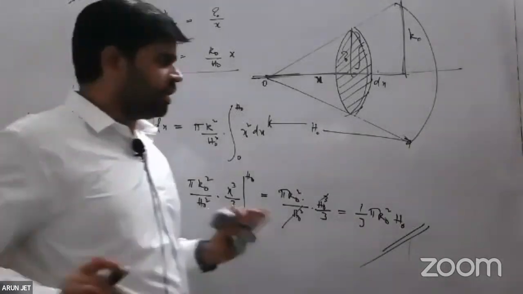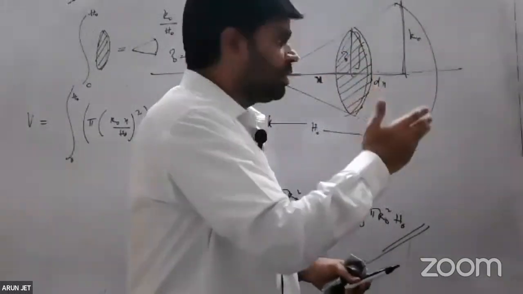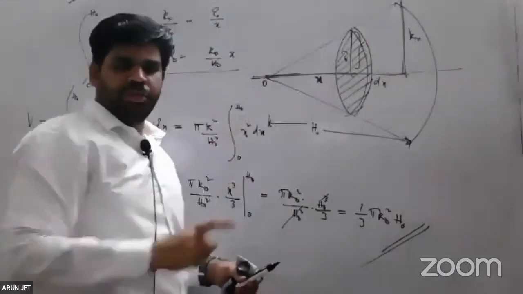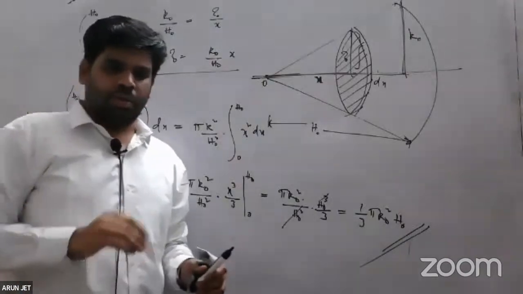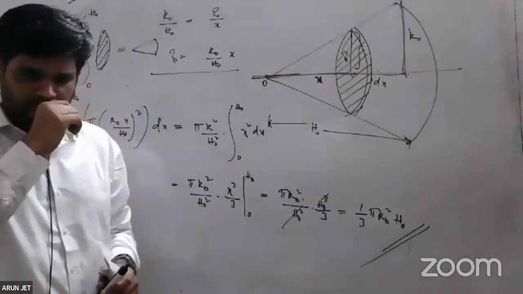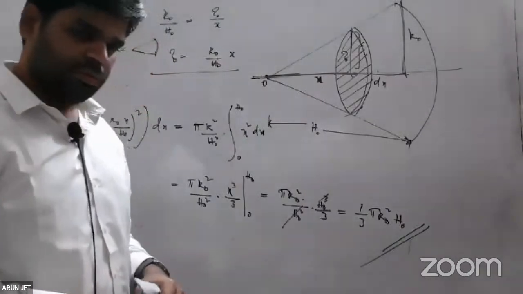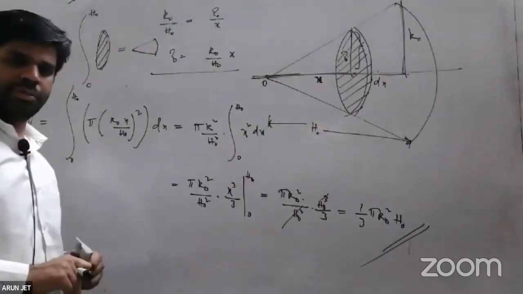Is this clear, students? All I did was chop it into an infinite number of infinitesimal discs. I have taken the volume of one single disk and summed it up. When I sum it up, I integrate them. All right, that's the process of integration. Is it okay, students?